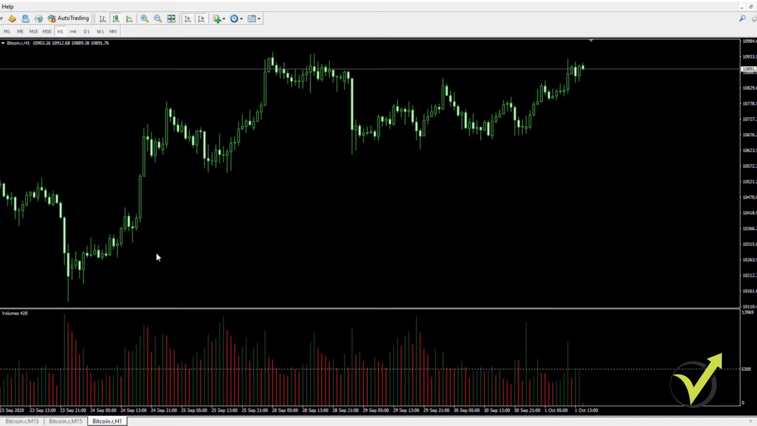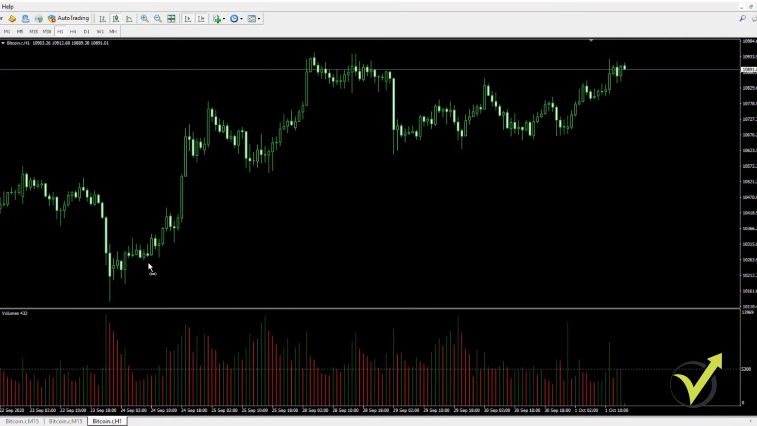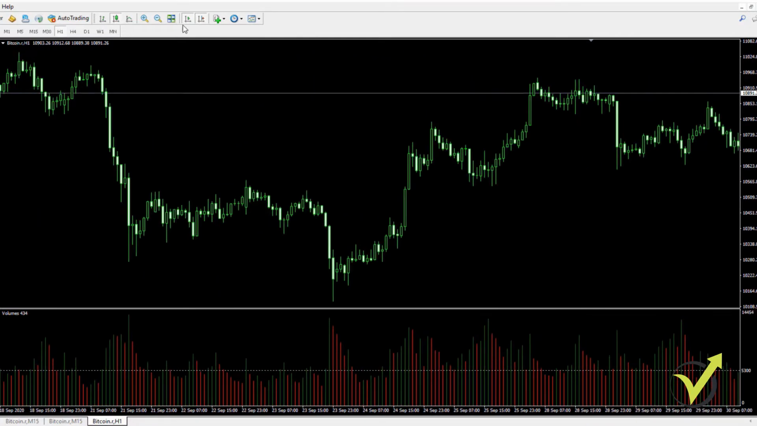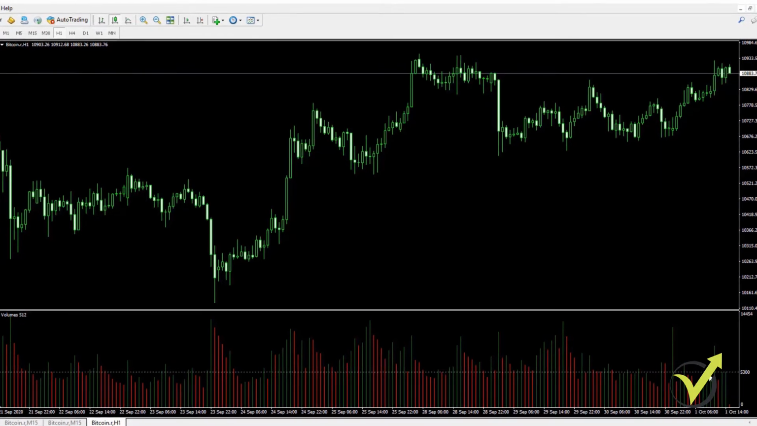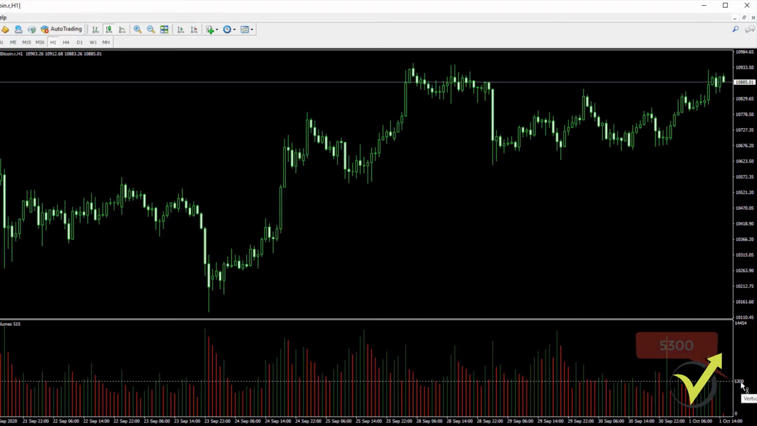So the entry condition to buy is when we see the volumes crossing the level line upwards. Okay, for example, you see here it is crossing it. After that, again it is crossing it upwards, and this is our entry level, or simply when the volume increases, but we have an exact rule using the 5,300 level.